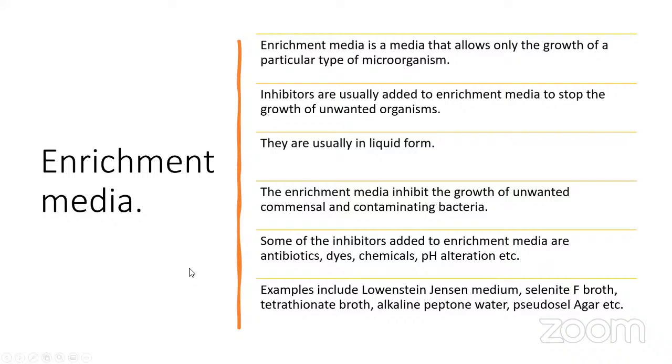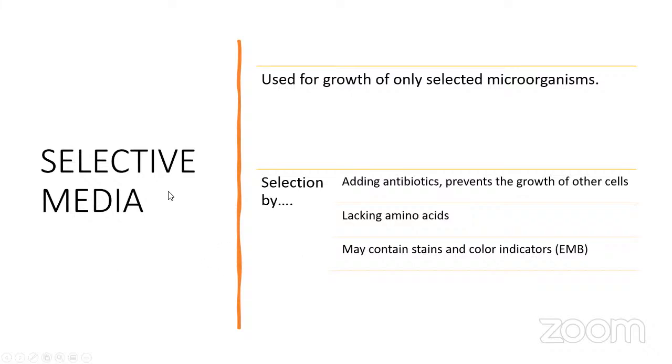Okay. So these are enrichment media, wherein they are added in liquid form, and you inhibit other microorganisms and contaminating bacteria so that you get the bacteria of your choice here. Some of the common inhibitors that are added are antibiotics, dyes, chemicals, pH alteration systems, or many combinations of these. So if you know one single property that your particular organism of choice has, you could selectively use these for your improvisations. Examples include Lowenstein-Jensen medium, selenite F broth, tetrathionate broth, alkaline peptone broth, and Pseudomonas agar. All these would be different kinds of examples.